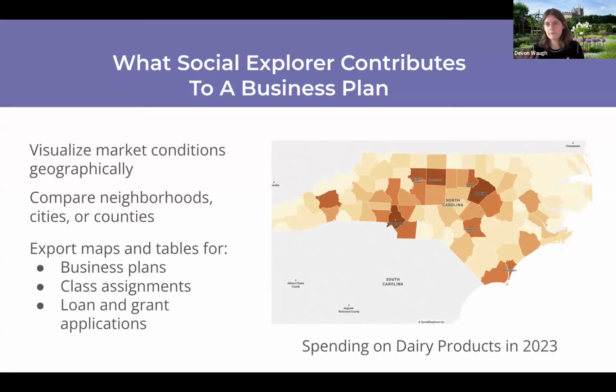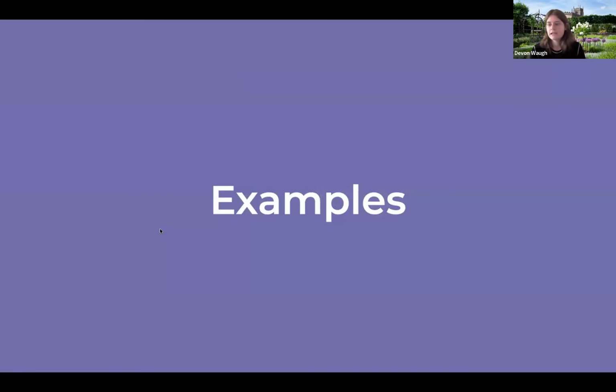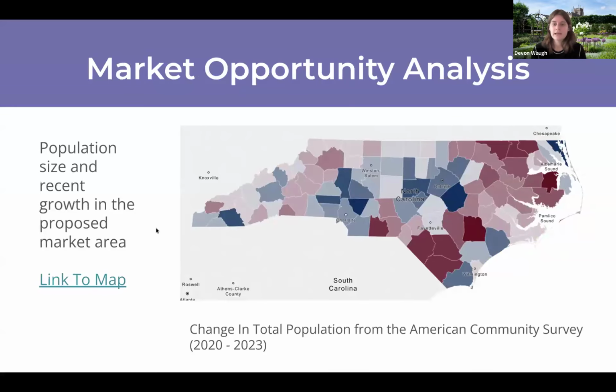And then, as I mentioned, you can export maps and tables really easily into business plans, class assignments, loan and grant applications. For our academic library audience, you can take the embed code of any map that you make and add it to your campus learning management system, whether it's Canvas or Blackboard, really easily. So this is a great tool for instructors to maybe have a flipped classroom model where they share a map or a pre-made data story in Social Explorer as a primer for a lesson or for further use of that tool during the semester. So we'll get into a couple of different examples, starting off with market opportunity analysis.